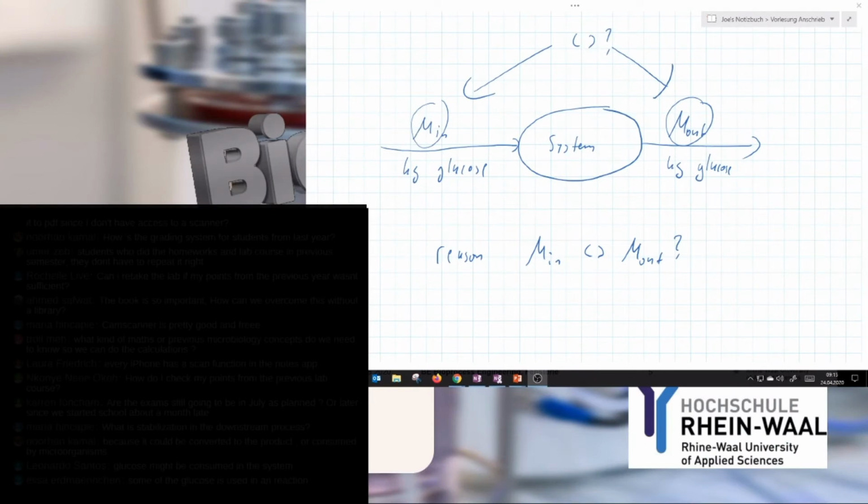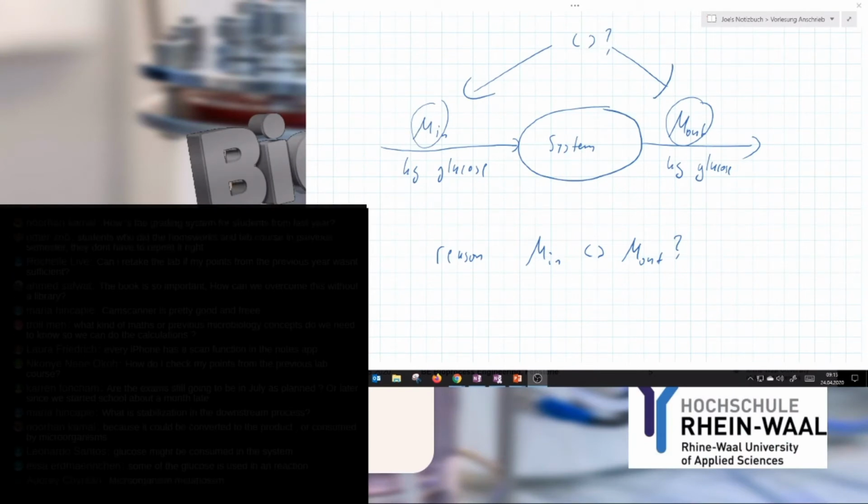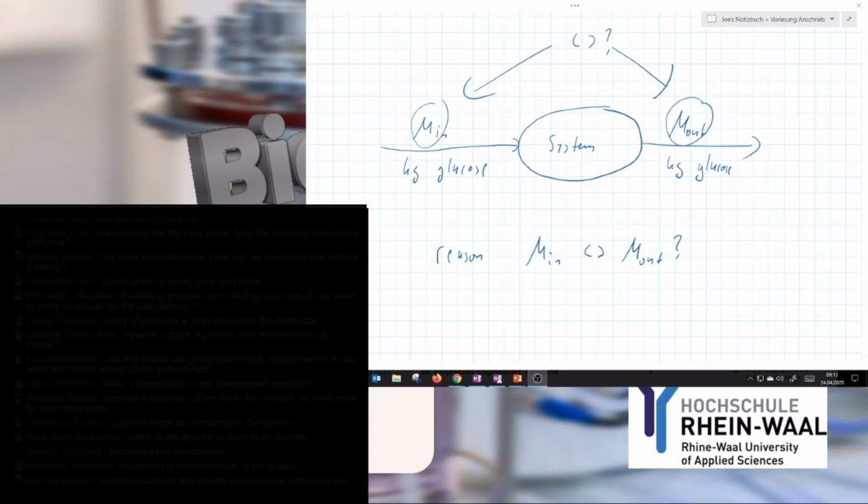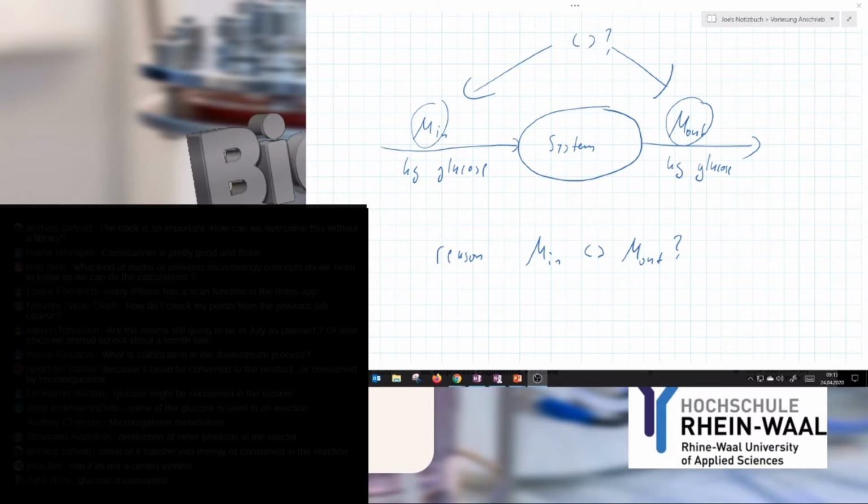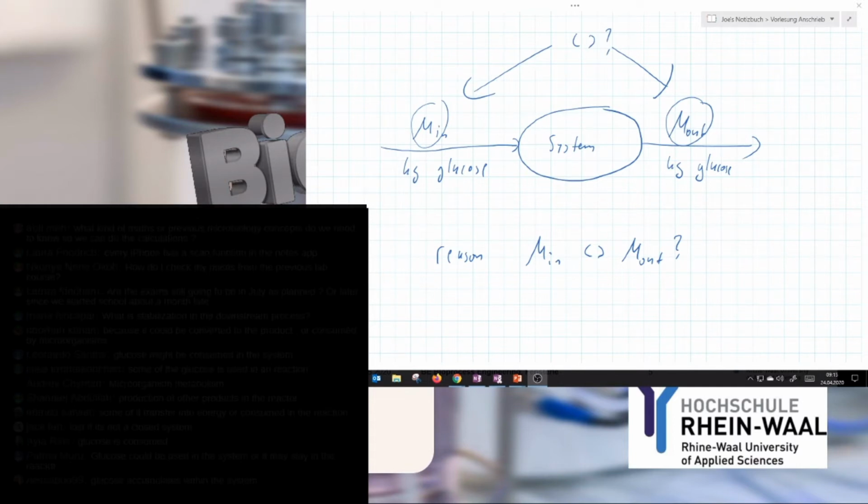Okay, so there is one response here, because it could be converted to the product or consumed by a microorganism. Yes, the glucose is consumed by a microorganism, for example, in the system, and then you have less inside. This is in general what we want to have in our bioprocesses: production of other products in the reactor. This is very general.